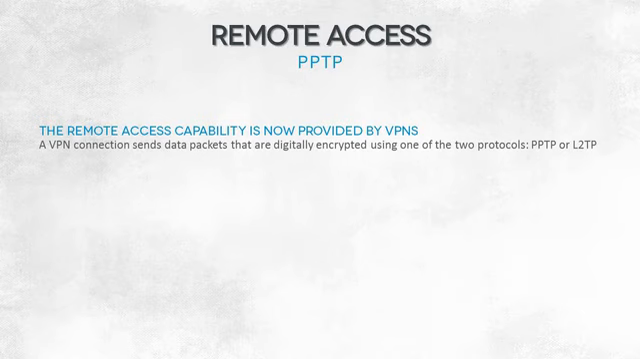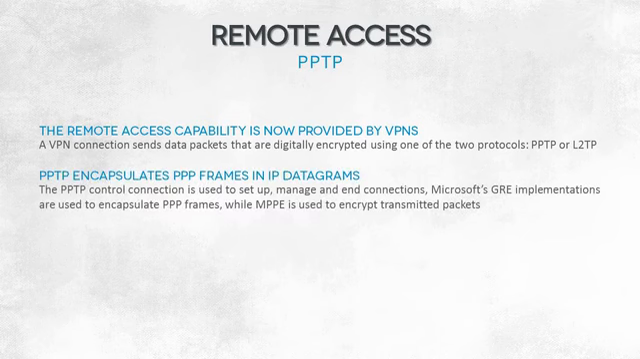When you use a public connection, the data you send must be encrypted and its authenticity confirmed. The PPTP, point-to-point tunneling protocol, is responsible for ensuring that. There's also another VPN protocol, the L2TP, which we'll discuss later on.